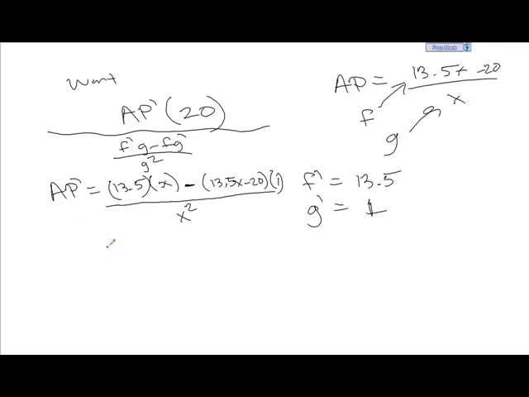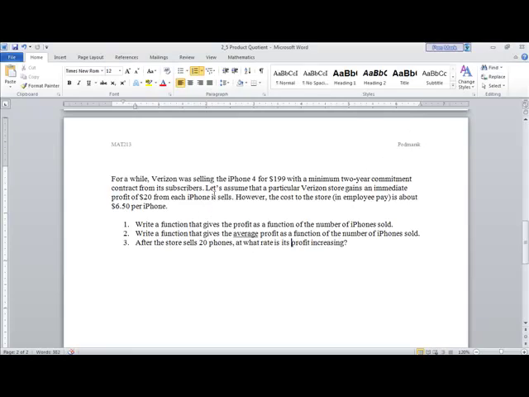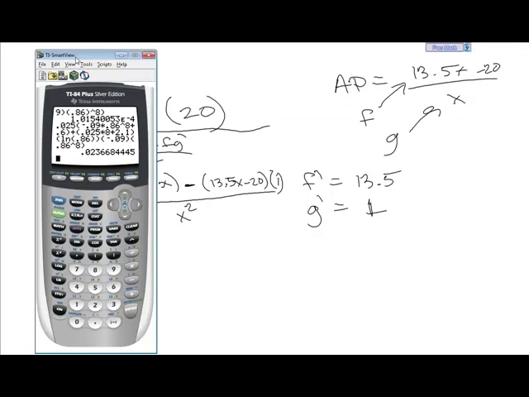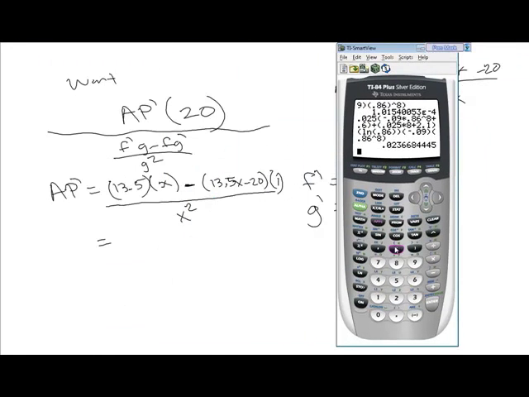Now in this case, you don't really have to simplify it, but you can probably see that if you do, you can save a little bit of time. So on top, notice I have 13.5x minus 13.5x. Those will cancel out. Negative negative 20 is positive 20. So I'll end up with a function that's going to be 20 over x squared. But so be it. If you want to plug this whole thing into your calculator, not a big deal.